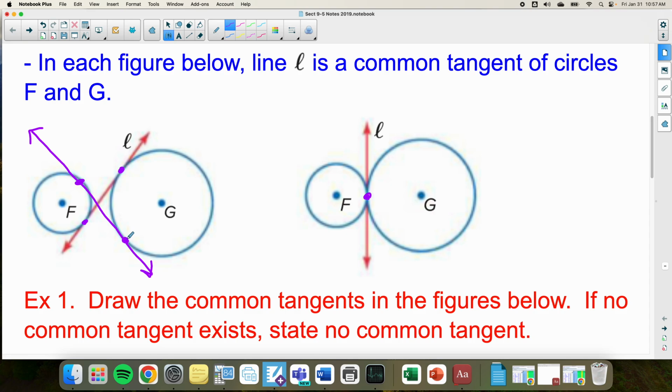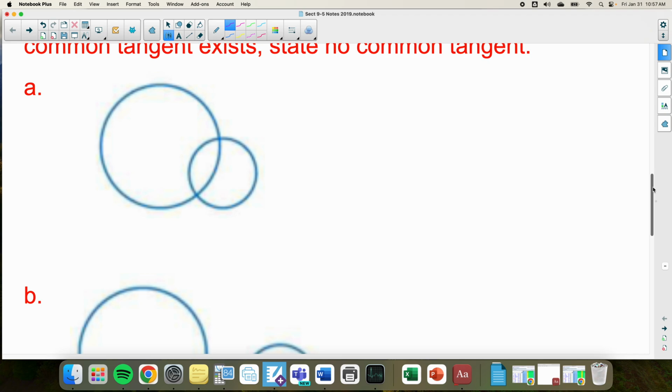Top and bottom, yes. So you could draw one here that would be tangent to both, and then you can draw one here that's tangent to both. Okay? Could you draw two more here? Yes. So that's what this is about, they're just gonna have you draw common tangents. How many do you think there would be here? Two, right? One on the top, one on the bottom.